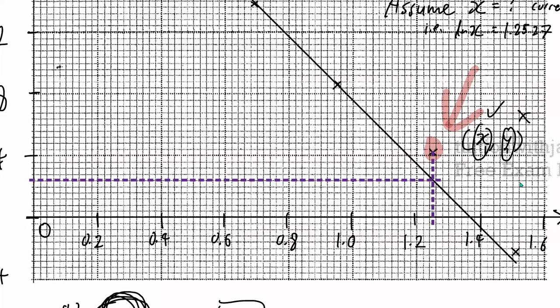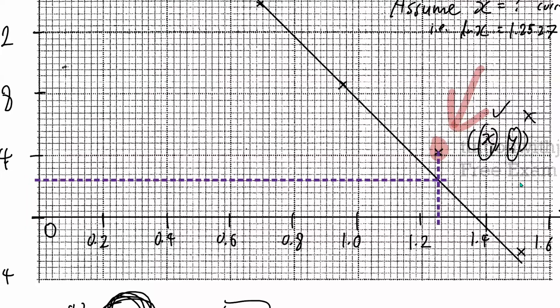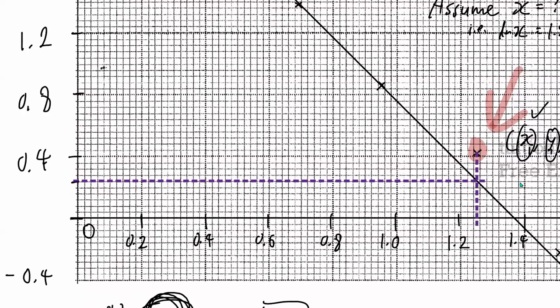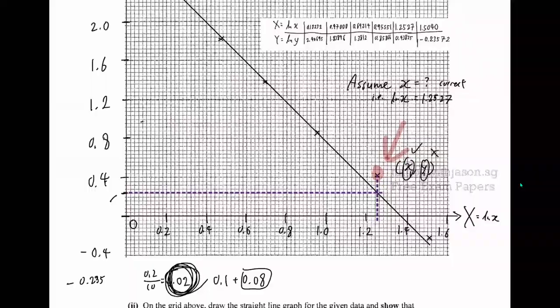Anyways, so now we get the corresponding y coordinate, which is this guy. So what is this value here? Let's see. 1, 2, 3, 4, 5, 6. 6 tiny boxes. One tiny box is worth how much? Here's my calculation over there.